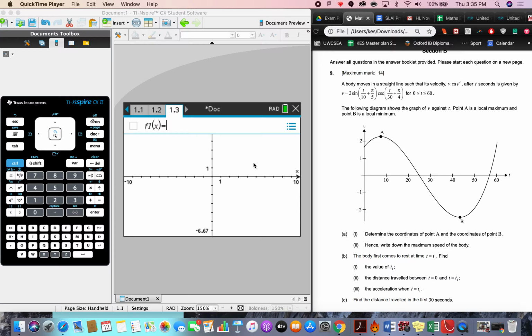Remember, guys, this is a GDC paper, okay? So question 9, 14 marks. You've got about 15 to 20 minutes to do it. Let's see what we can do.